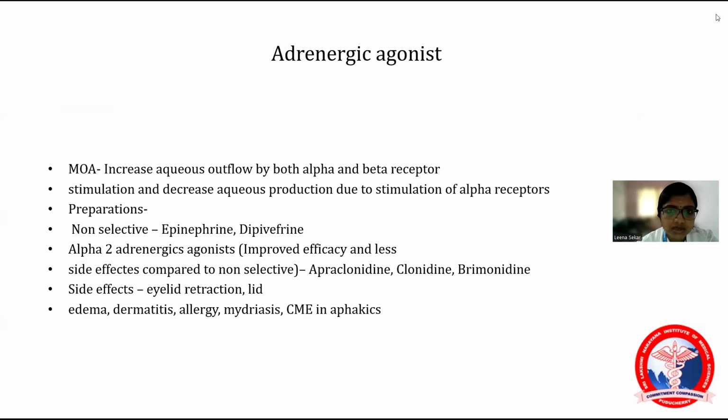And next comes the adrenergic agonists. Their mode of action is by increasing the aqueous outflow by acting on both alpha and beta receptors. We have the preparations as epinephrine, dipivefrin, apraclonidine, brimonidine. They have their own side effects like eyelid retraction, lid edema, dermatitis, allergy, mydriasis, and cystoid macular edema in aphakics.